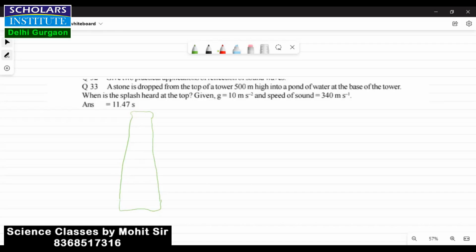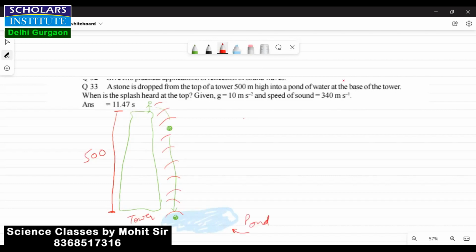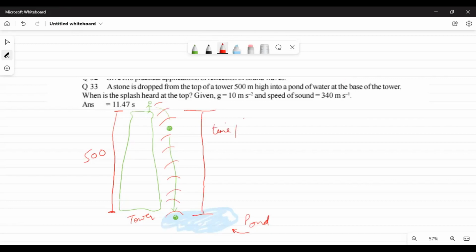So this is the tower. What is happening in this question is that a stone is being dropped from the tower, which is 500 meters high. So the height of the tower is 500 meters. It hits the water and then a splash is created. The sound of the splash is going to reach the person who is standing and throwing the stone. After the release of the stone, how much time until the splash is heard?